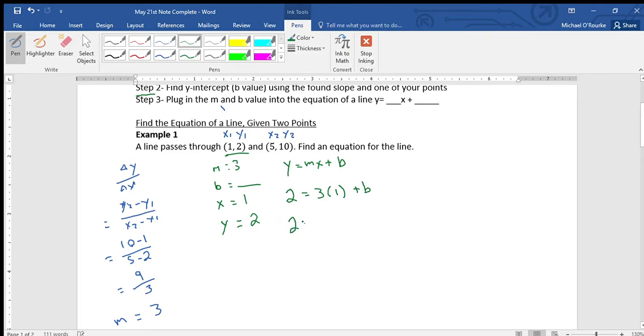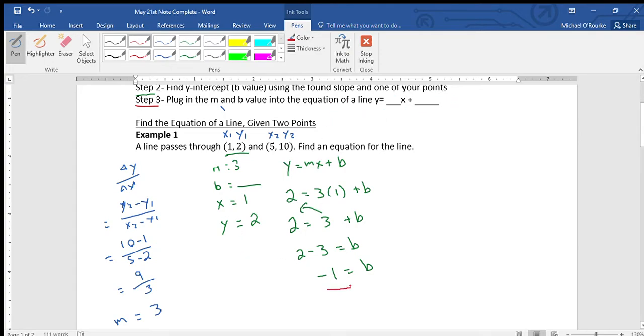So 2 equals 3 times 1, which is 3, plus b. We're going to rearrange to isolate our variables. Let's move that over. 2 minus 3 equals b. Negative 1 equals b. That step's done. Step 3 is plug into the equation of a line.